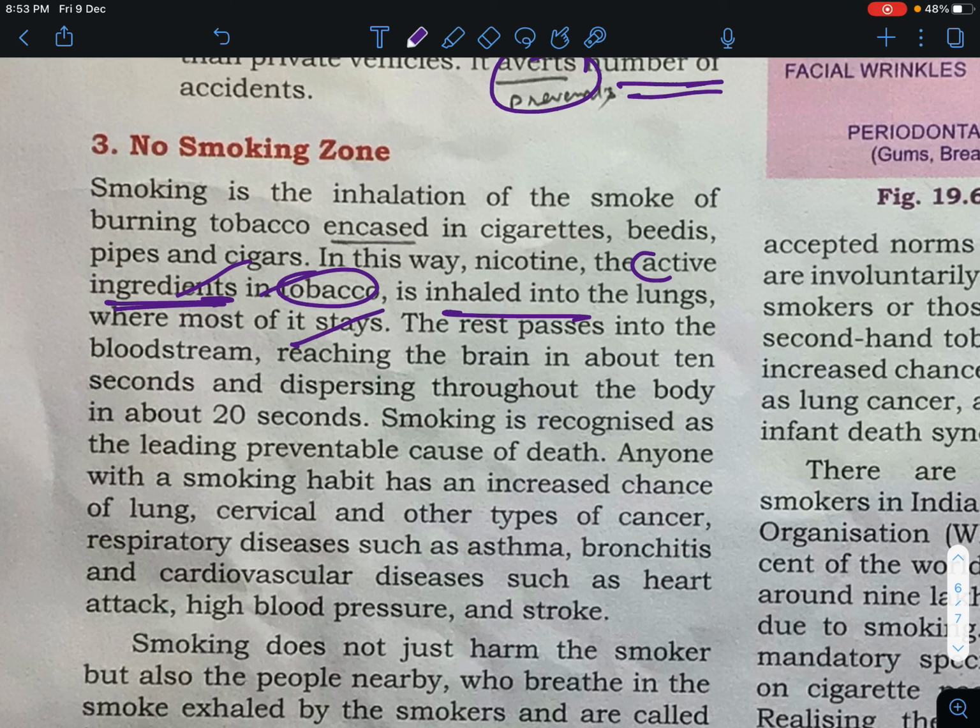Now it is very important to know that smoking is injurious to health. It is always said that smoking is injurious to health, and yes, it is true. Smoking is recognized as the leading preventable cause of death. Anyone with a smoking habit has an increased chance of lung, cervix, and other types of cancer, respiratory diseases like asthma and bronchitis, and cardiovascular disease such as heart attack, high blood pressure, and stroke. These are also affected by smoking.